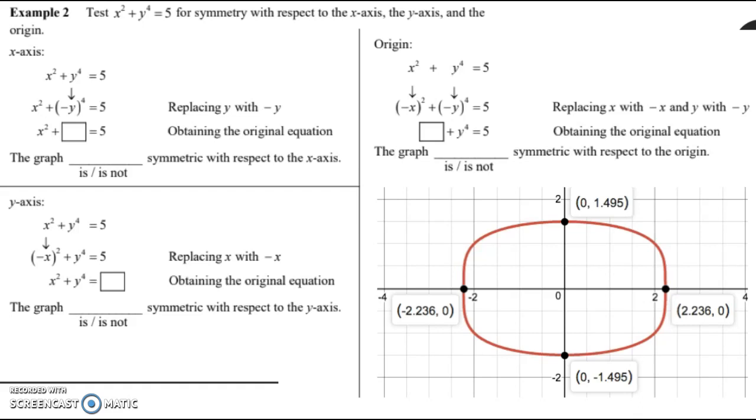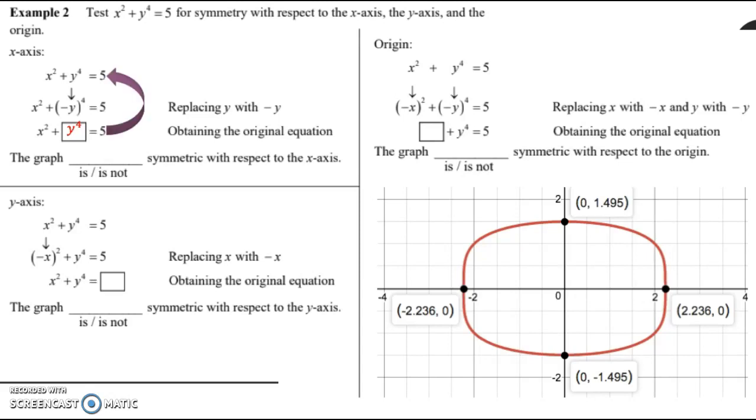But I replace my y value with the opposite of y, so negative y. Notice that I have negative y to the fourth power, so if I'm multiplying negative y by itself 4 times, it's an even amount, so we'll still end up with positive y to the fourth.